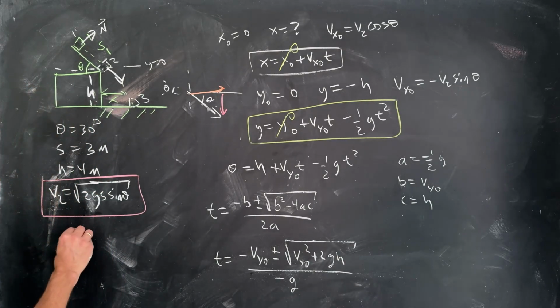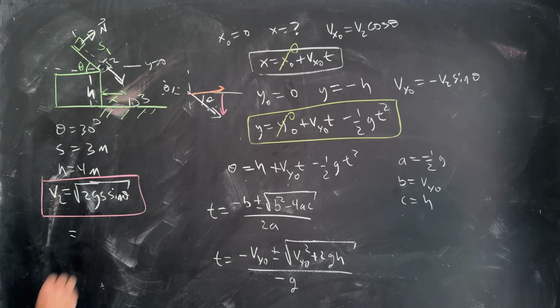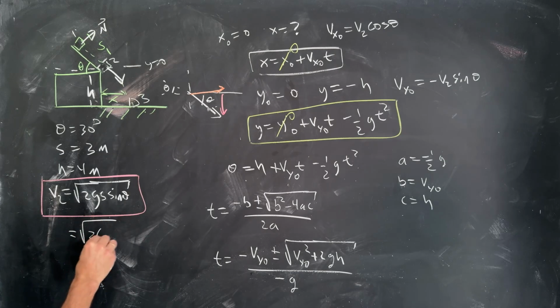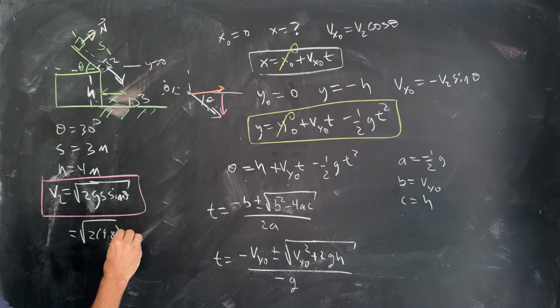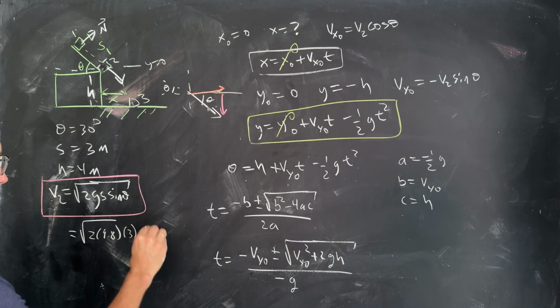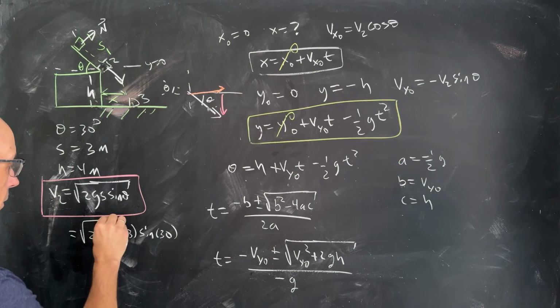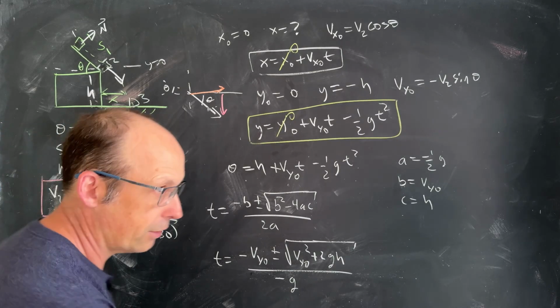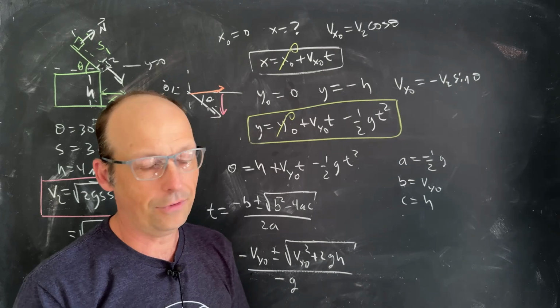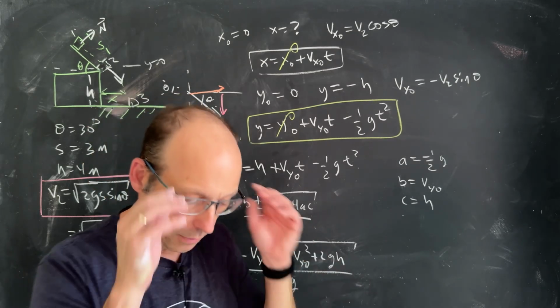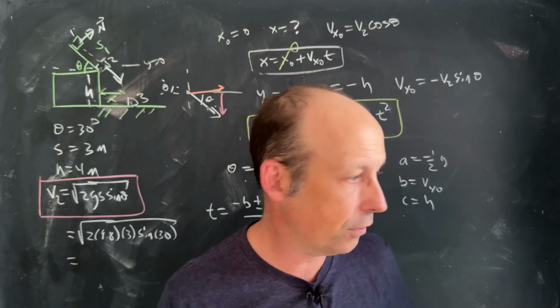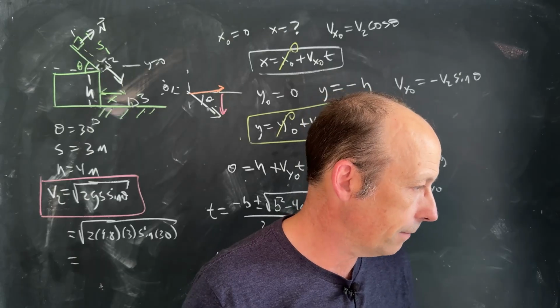The first thing I'm going to do is to calculate my initial velocity. So I do need that as a number. 2 times 9.8 times 3 times sine of 30. And I should use Python for this. I don't want to type it in the calculator. OK, so let's switch over here to Python.